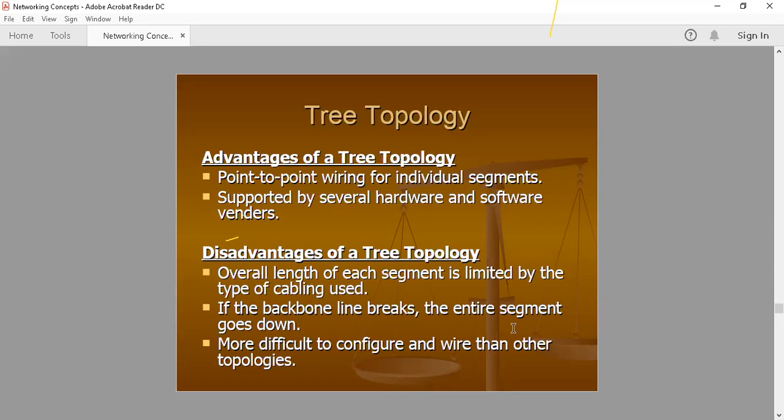Disadvantages of tree topology. Overall length of each segment is limited by the type of cabling used. See, when you are laying a cable, it depends on what is the type of cable you are laying and at what meters you can use it so that the data will transfer without any droppage. You can't lay a LAN cable for 1 kilometer. It won't transfer the data.